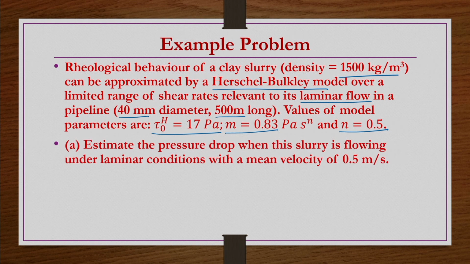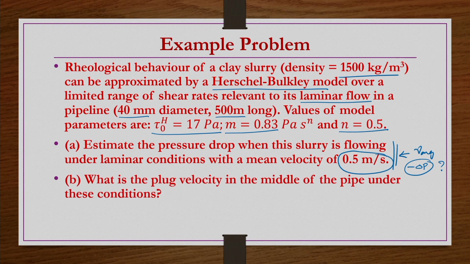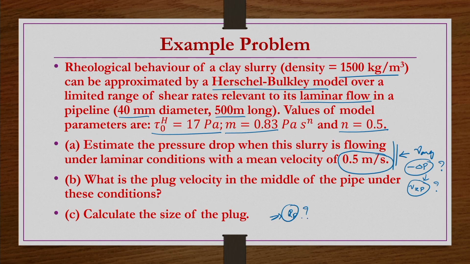Right. So, now the question is, estimate the pressure drop when the slurry is flowing under laminar condition with the mean velocity V average given as 0.5 meter per second. So, when this is the average velocity, what is minus delta p? That is what we have to find out. The second part of the question, what is the plug velocity? What is VZP when minus delta p is whatever the value obtained in the first case? And then finally, calculate the size of the plug. So, what is the value of Rp, that we have to find out.